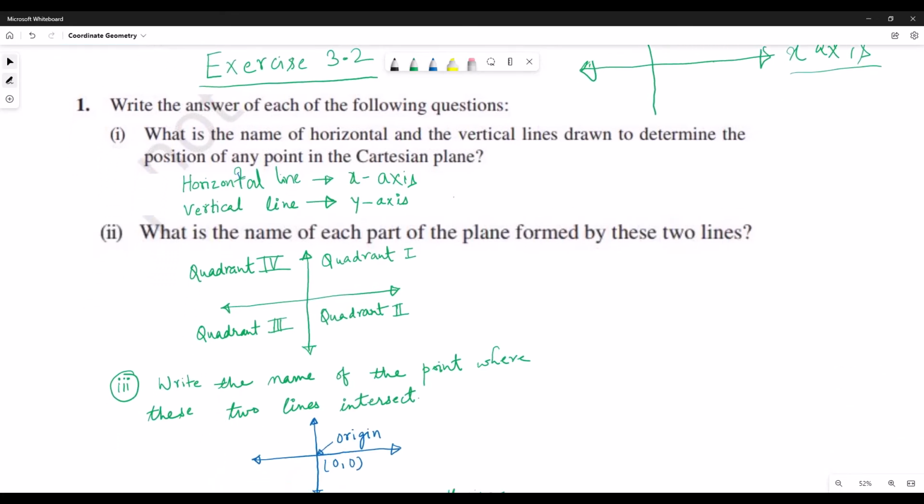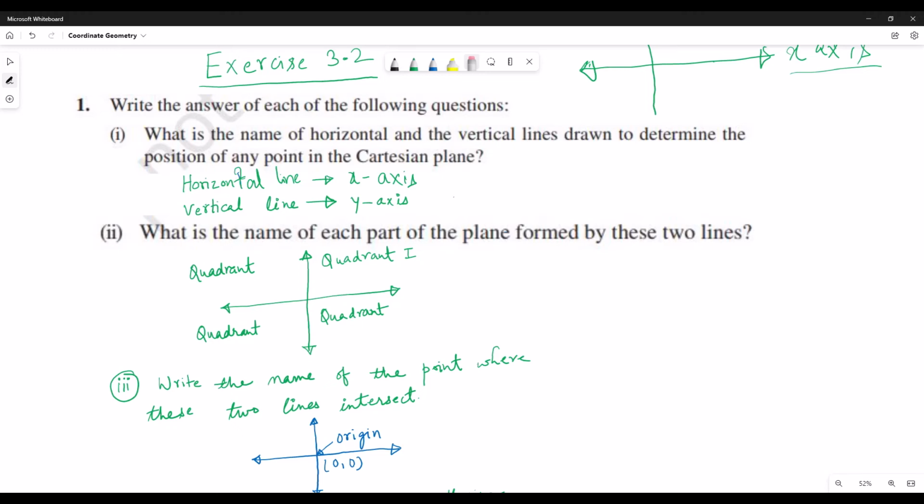What is the name of each part of the plane formed by these two lines? So we have divided the plane into 4 parts, where x and y both are positive, that is quadrant 1.